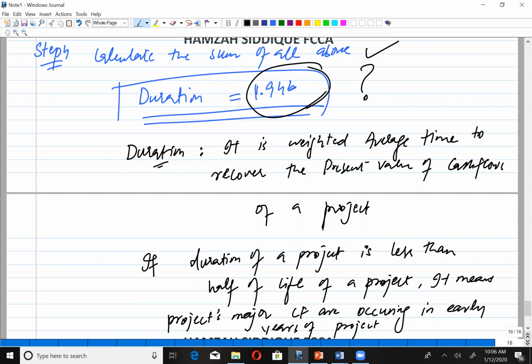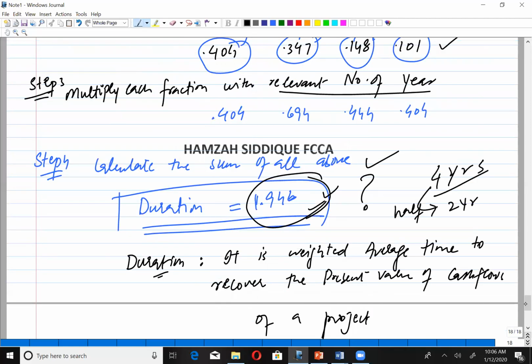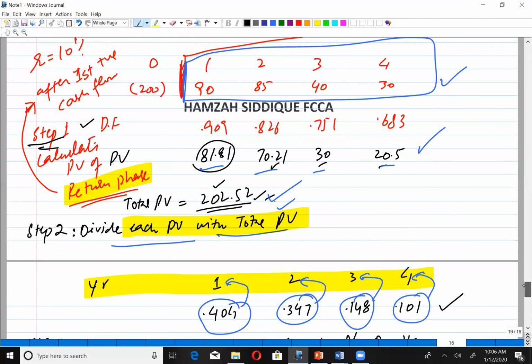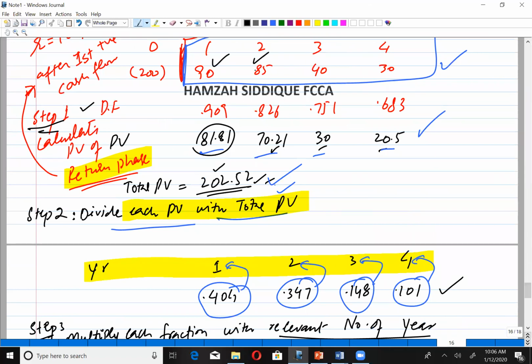You see, we had a project with a life of 4 years. So the answer is 1.946. It is less than half. What is half of it? Half of it is 2 years. It is less than that. So the majority of the cash flows are occurring in the early years. It is verifiable over here.